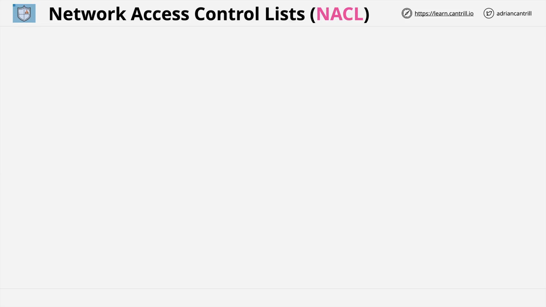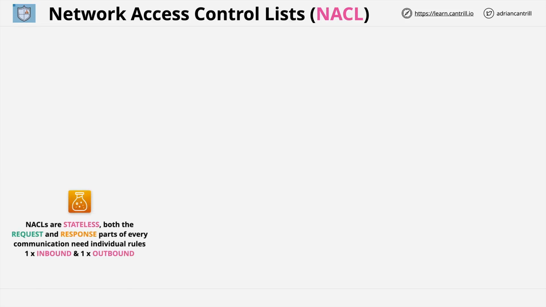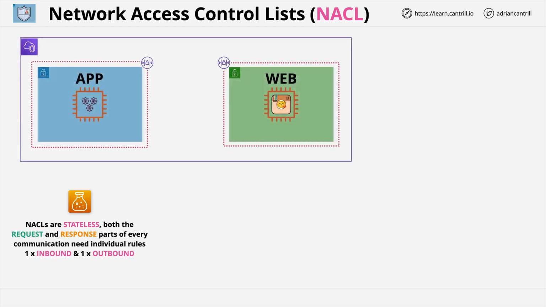Now, I just mentioned that network ACLs are stateless, and this means that rules are required for both the request and the response part of every communication. You need individual rules for those, so one inbound and one outbound. Take this example, a multi-tiered application running in a VPC. We've got a web server in the middle and an application server on the left. On the right, we have our user Bob using a laptop, and he's accessing the website.